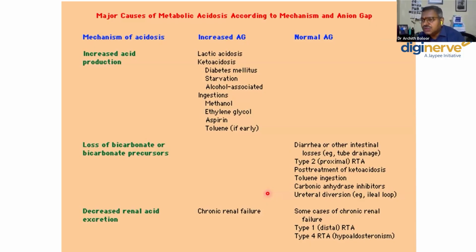Other important is the toluene ingestion, as well as patients on carbonic anhydrase inhibitor, a high dose of acetazolamide, if they are there, bicarbonate is excreted. So you'll have a normal anion gap acidosis. Also, ureteral diversion. Supposedly, the ureter has been put into the ileal loop, so there is some sort of a loss that is happening through the intestinal part there. So you can have this normal anion gap acidosis.